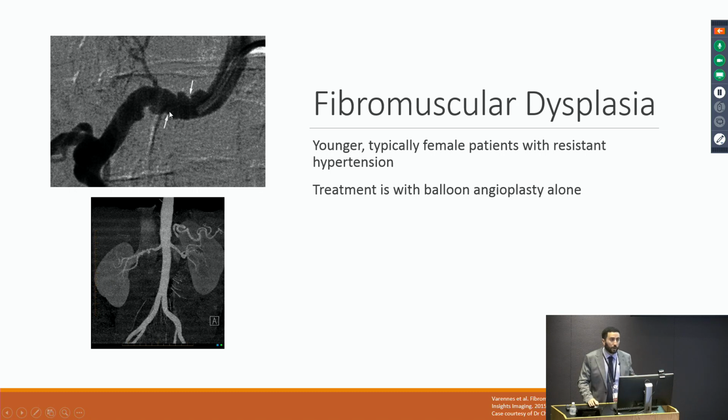Those patients do really well with angioplasty alone. I go in there with a balloon, I dilate the vessel, they do great. So if you see a younger patient with resistant hypertension, keep this in the back of your mind. And if you get a CT scan and identify it, that's something we can treat endovascularly.